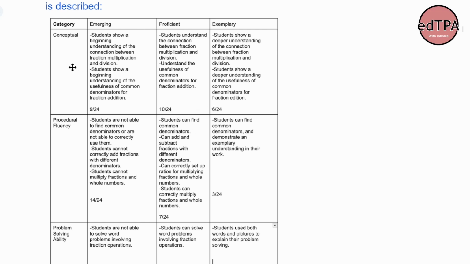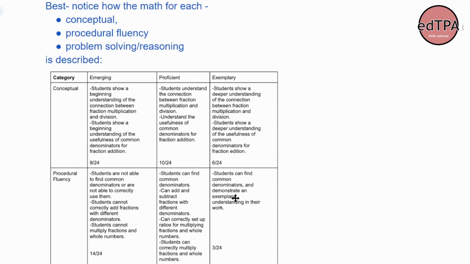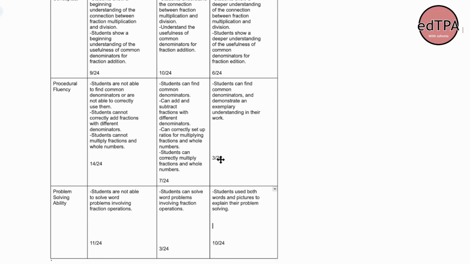Most of the class in conceptual understanding met or exceeded. So 10 and 6 out of 24 did well by this. But you can see at procedural fluency, most of the class struggled somehow. 14 out of 24 were not able to find common denominators. And then proficient was not good, and exemplary was very few. And then down here you can see there was a split. Some kids, a good number of kids did not meet the expectation, and a number of kids were exemplary too. But all of this is information that's helpful in the next part of this task.